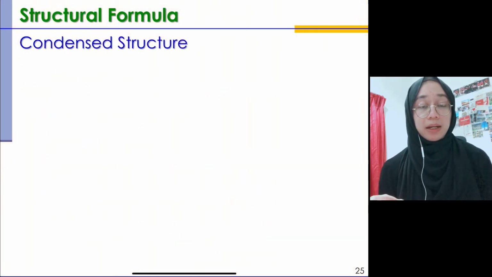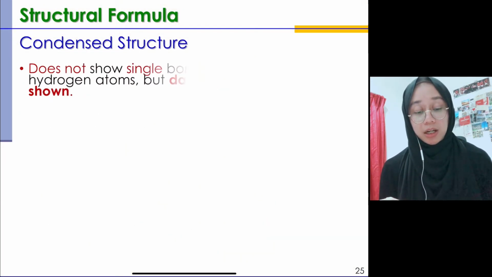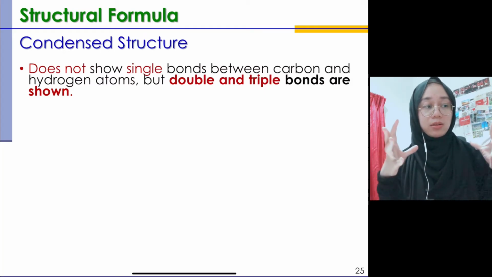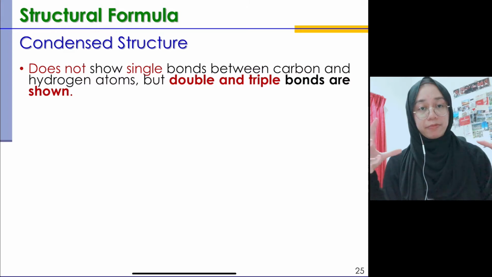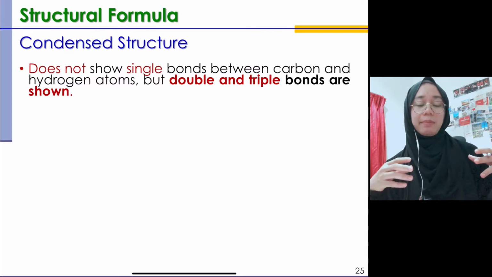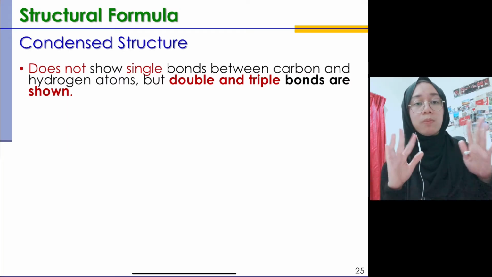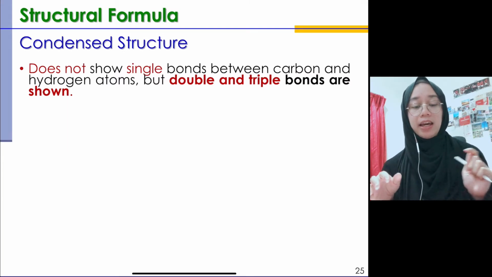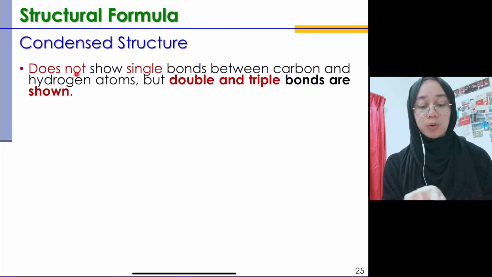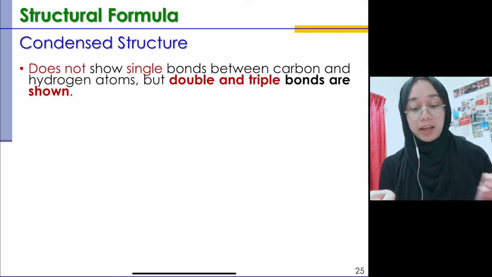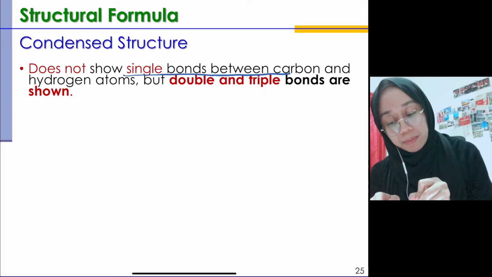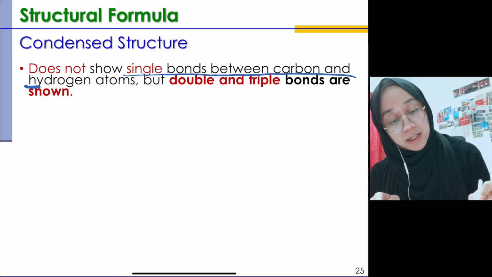Next, kita pergi kepada condensed structure. So, condensed structure pula, condense. So, kita fully packkan dia, kita compresskan dia. Okay, meaning there will be no bonds kita akan tunjuk. Kecuali, okay, macam dia cakap kat sini, does not show single bond. Okay, so kena perhatikan betul-betul, single bonds between carbon and hydrogen atom.